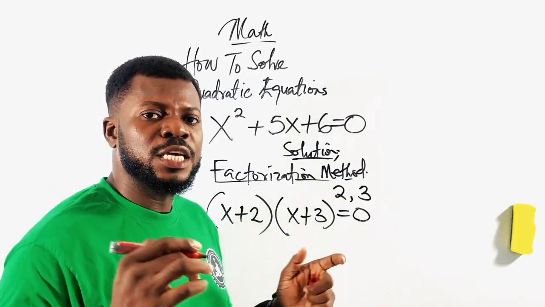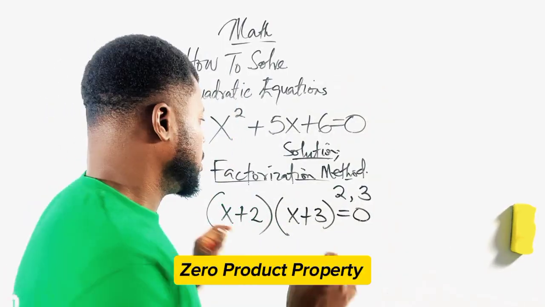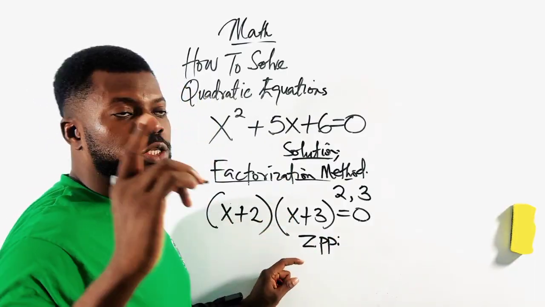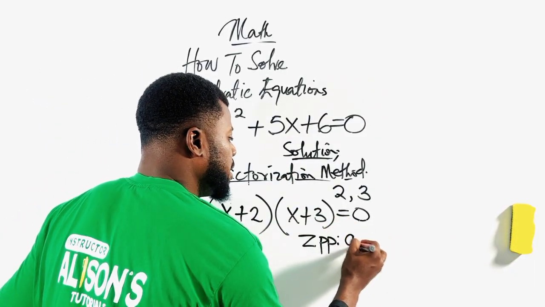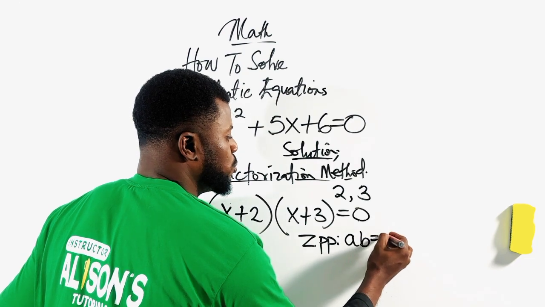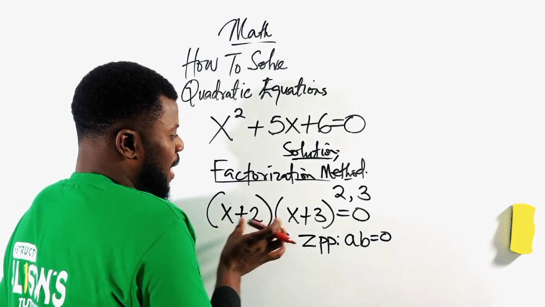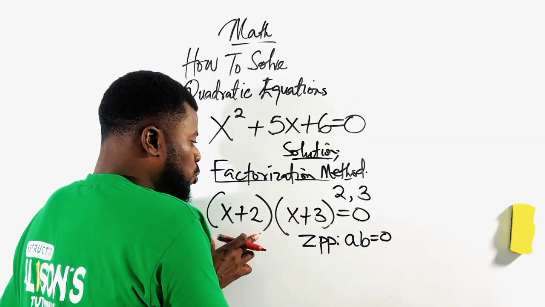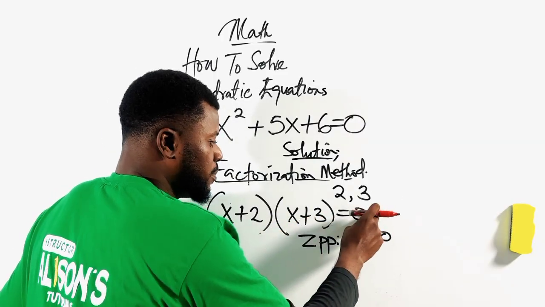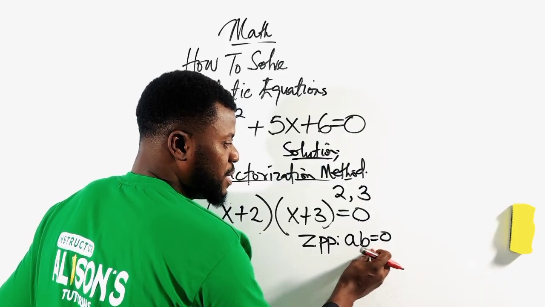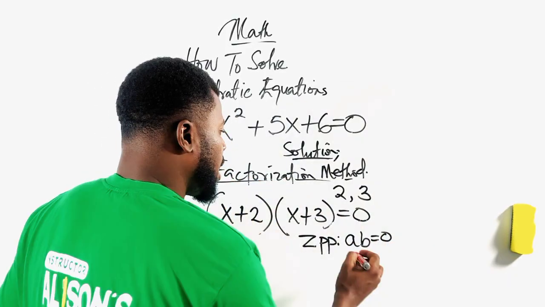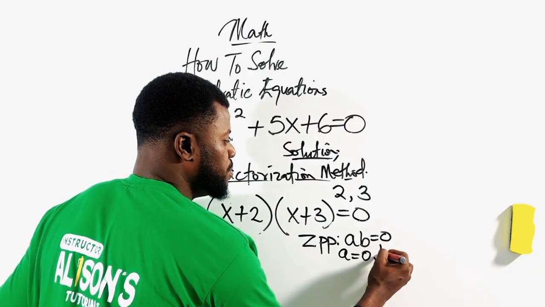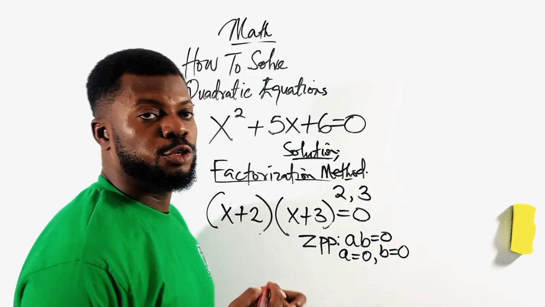Wetin be the next thing? You get one rule wey dey call zero product property. Zero product property. Wetin the rule dey talk about? The rule dey say if I get a times b equal to 0, just like we get this one times this one, also bracket means times, x plus 2 times x plus 3 equal to 0, the same way we get a times b equal to 0, the rule say either this a will be equal to 0 or this b will be equal to 0. That be the zero product property.